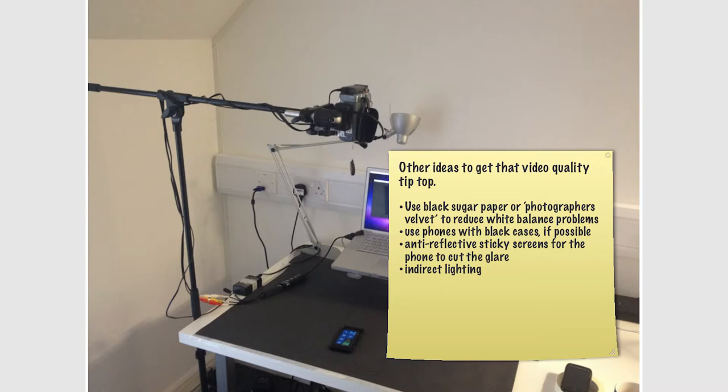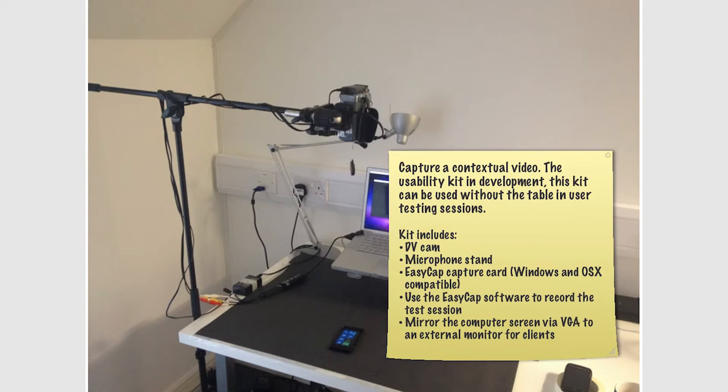A guy who knows his camera stuff suggested there's a stuff called photographer's velvet, apparently. It sounds a bit kinky, but it really cuts out all light, deadens it down completely. Deadens reflection, so that's next on my list. And the other thing I use, if it's my phone or the CX Partners phone that we're testing, is anti-reflective, anti-glare sticky screens, and I put those onto the screen of the phone to help stop the massive reflections of the lights in an office shining down. All little things which help get this picture as good as possible.